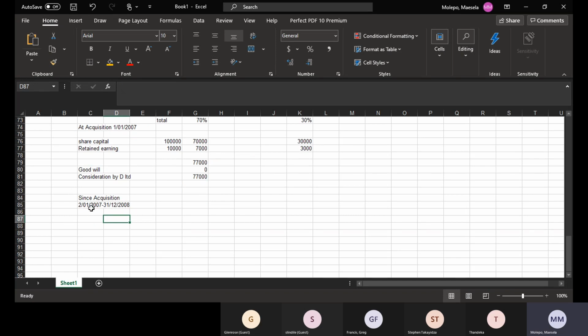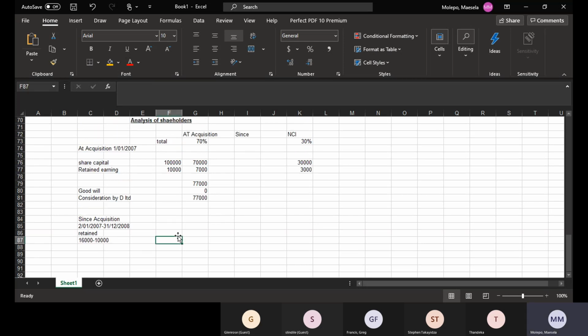So anything that happened here falls under this portion. So in that case, it will be the retained earnings. The retained earnings of our E Limited, which is the retained earnings balance on 1 January 2009, is the same as the balance on 31 December 2008. So the retained earnings there was sitting on 16,000. So we have to say the 16,000 less the one at acquisition, which was 10,000. So now we're gonna remain with the 6,000 on our total, and then since acquisition, we're gonna take the 6,000 multiplied by the 70%, then it gives you the 4,200. So on the minority part, it will be 1,800.